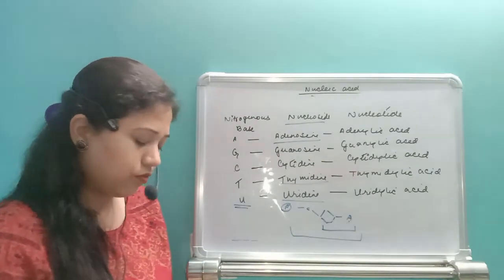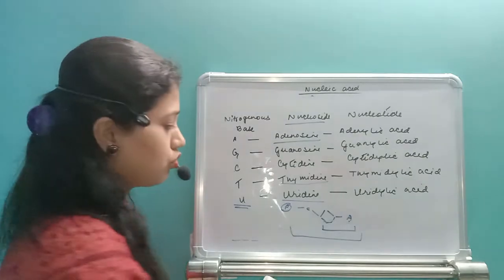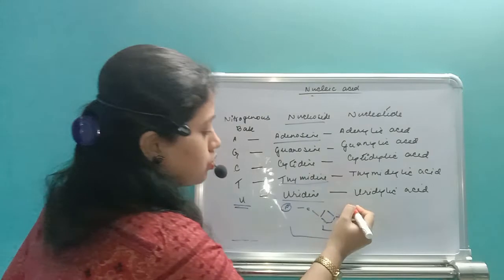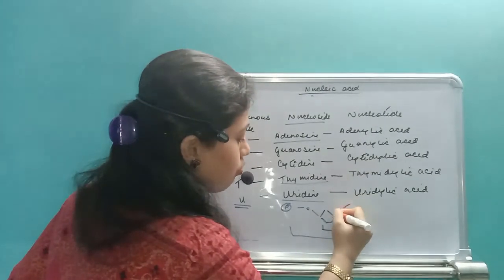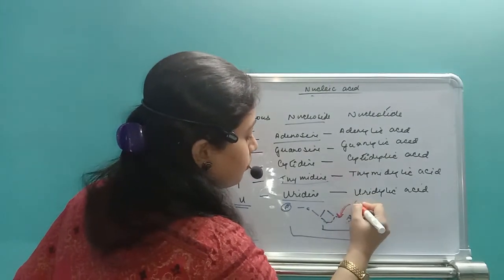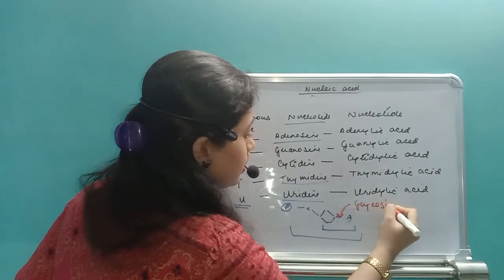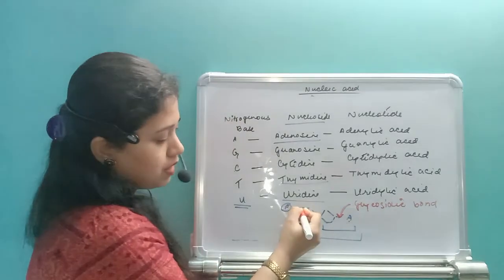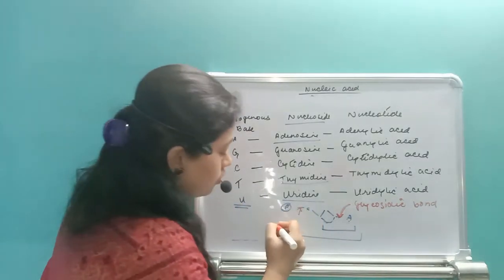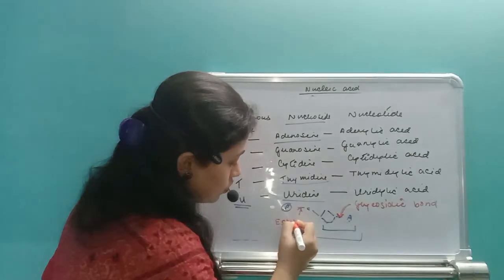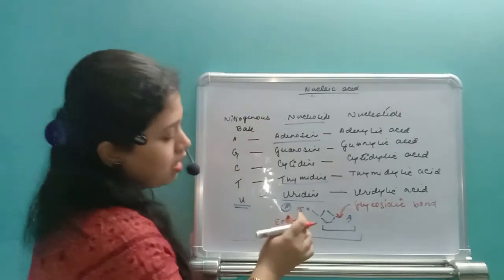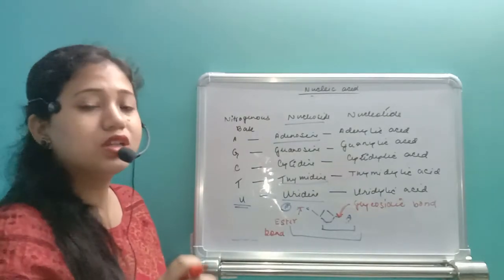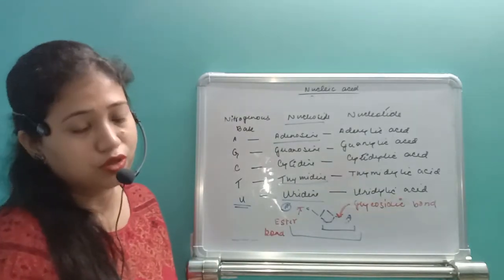Now just see what is happening with this pentose sugar. This adenine is attached, right? So what do you think this bond is? This bond will be a glycosidic bond. And with this pentose sugar the phosphate is attached, so it will be called the ester bond. This way the nucleic acids are going to be formed, attaching the nucleotide with the next nucleotide.